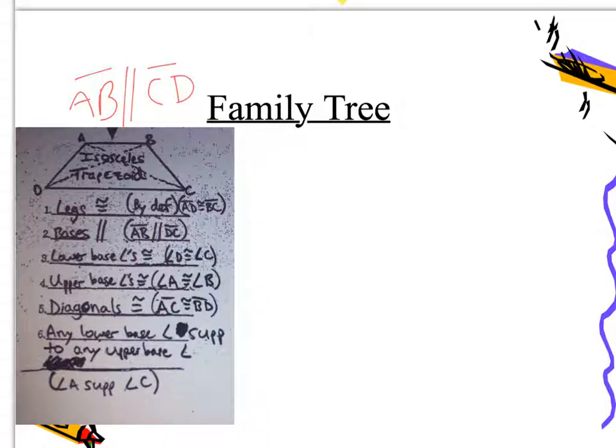Our legs are the ones that come down from those parallel bases, and those are congruent in an isosceles trapezoid, not necessarily in a regular trapezoid. If they were congruent, then it becomes an isosceles trapezoid. And you can see everything else down here. We've got our upper base angles are congruent, our lower base angles are congruent, our diagonals are congruent as well, and then any pair of upper base to lower base angles are supplementary to each other.